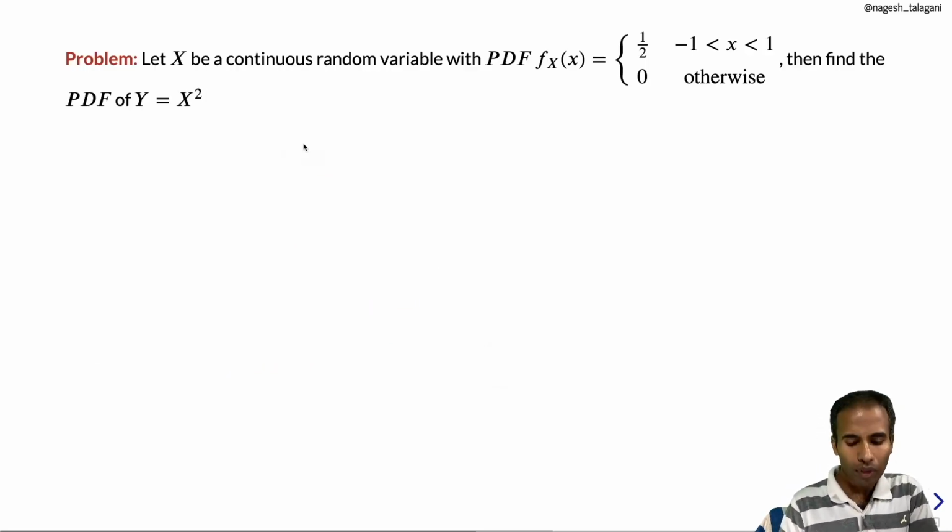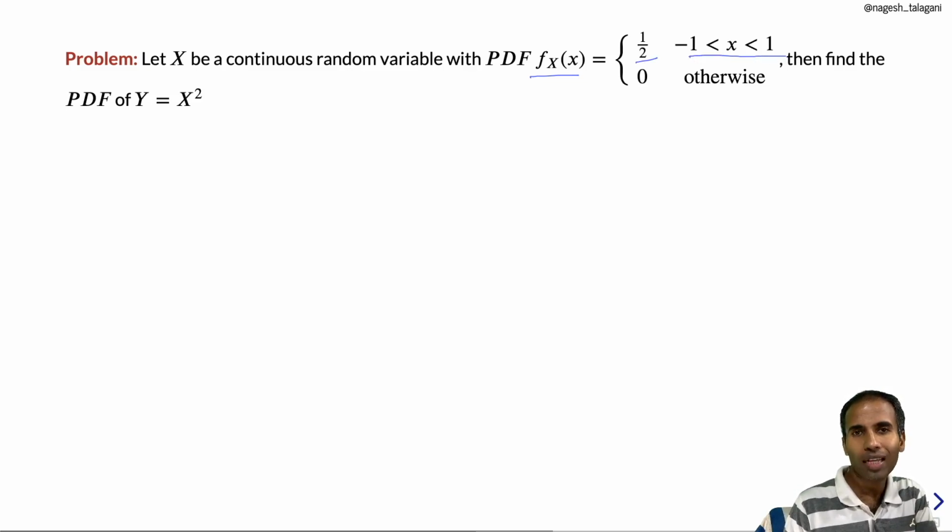Okay, problem. Let x be a continuous random variable with a PDF small f of x equal to 1 by 2 for minus 1 less than x less than 1, 0 otherwise. Then find the PDF of y equal to x square. Again our transformation is y equal to x square. This time we are given PDF of x.